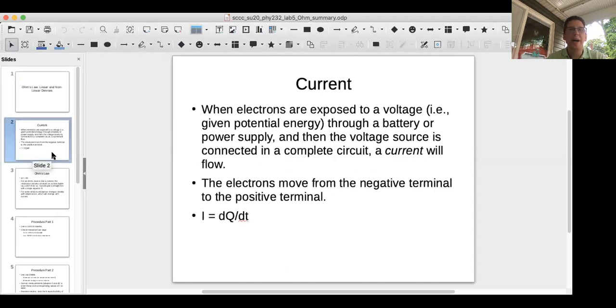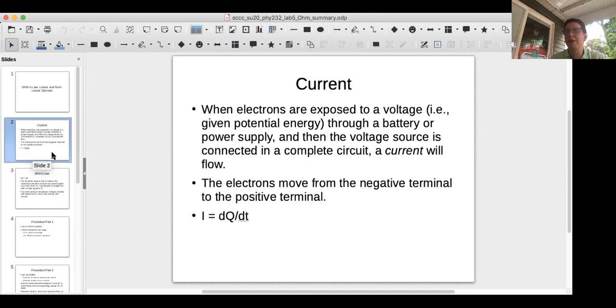Before we get into the meat of the experiment, we're going to introduce a couple of concepts. The first is called current. Current is a measure of the amount of charge passing a given point in a circuit per unit time. If you know the total charge that passes through as a function of time, you take the derivative of that, and that gives you the current.